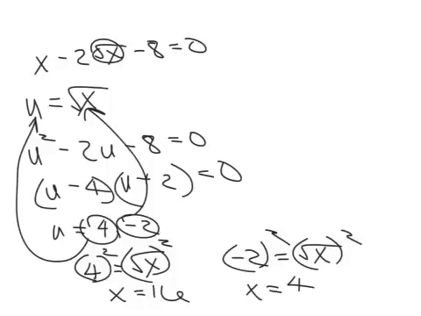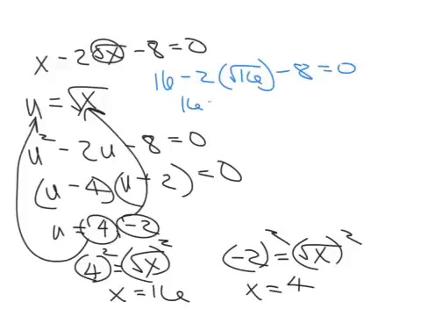That's pretty much it. But the key thing when you're dealing with radicals is to make sure you put these numbers in the original equation and make sure it checks, because with the square root stuff, sometimes things go crazy. So let's put a 16 in for x. 16 minus 2 times 4 minus 8 equals 0. 16 minus 8 minus 8 equals 0.